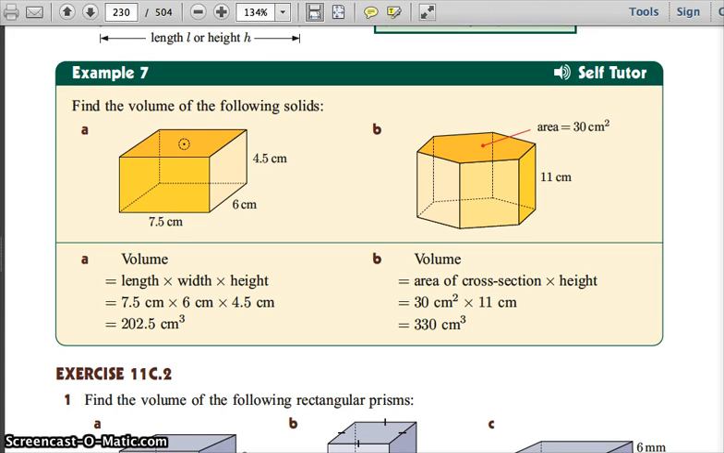Again, imagine that's a block of cheese. There's your face, that's your uniform face. It's 7.5 by 4.5. They're doing it length times width times height. That's alright. We could still do 7.5 times 4.5 and multiply it by 6. Let's have a look at that.